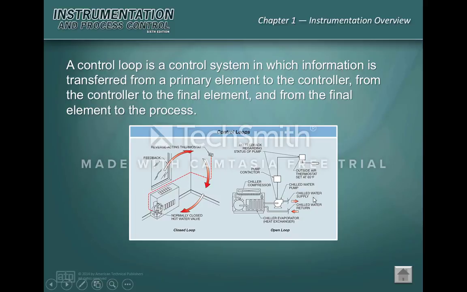Open loop means that I'm just supplying this to another process on down the stream. So we have chilled water return, which came from the process; it's probably warmed up or has been used in the process. So what we're going to do is run it across a coil here, get the pressure and the temperature to go down based upon this compressor and this exhaust fan. So we're going to get it to go down and send it on.